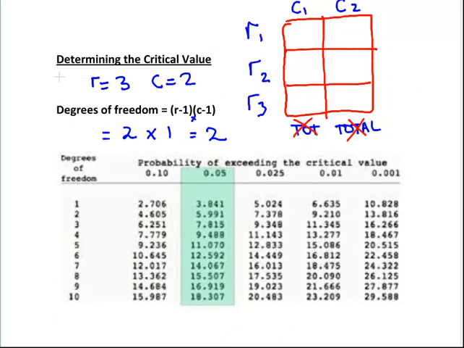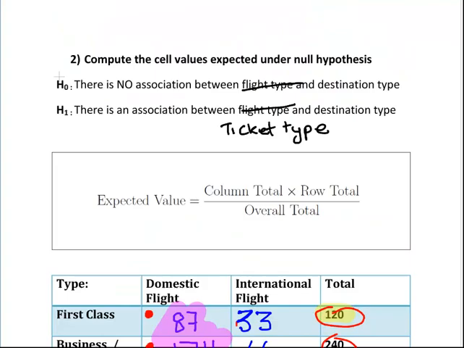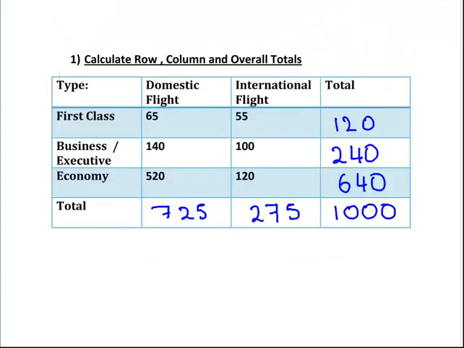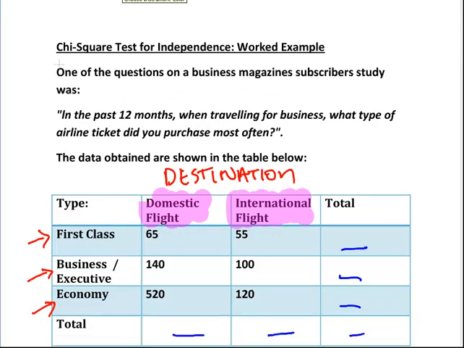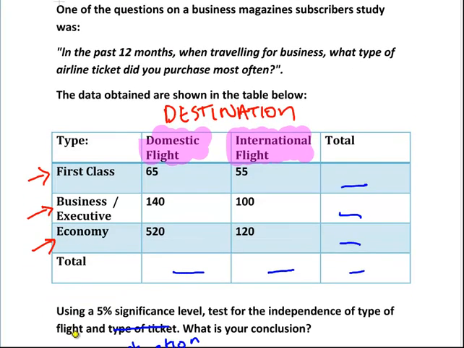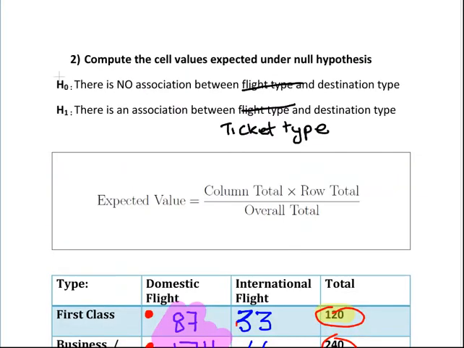Now we're going to use a significance level of 5%. Alpha equals 0.05. Okay, that's our significance level. I think we were told that at the start of the question. Let's just check that. Yeah, down at the bottom I said use a 5% significance level. So that's important.